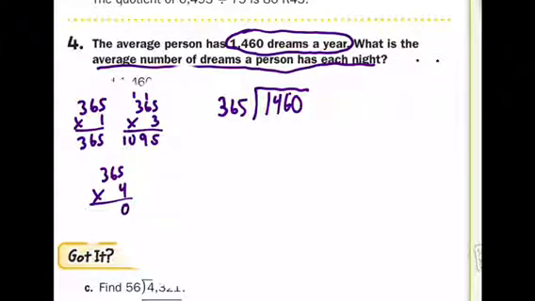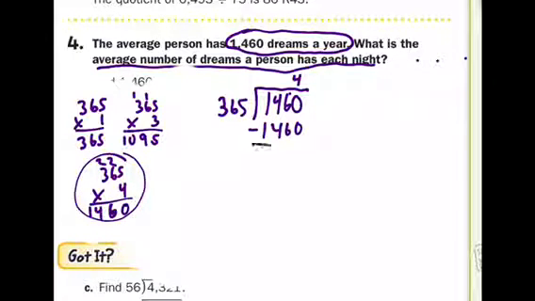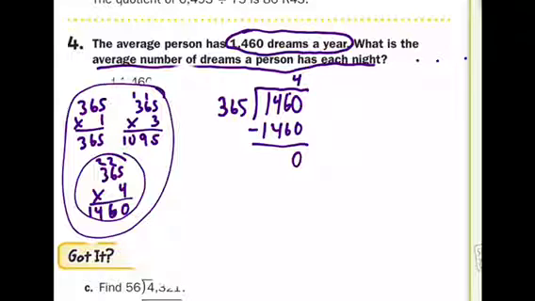Okay, 4 times 5 is 20. Carry the 2. 4 times 6 is 24. Plus 2 is 26. 4 times 3 is 12. Plus 2 is 14. All right, so I'm up to 1460. But hey, I just noticed something. 365 goes into that exactly 4 times. Because look at what I get. 1460. So, guess what? That one wasn't as hard as I thought. But all it took was having to do a couple practice facts over here.